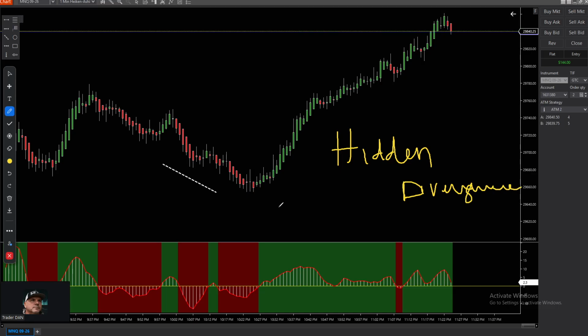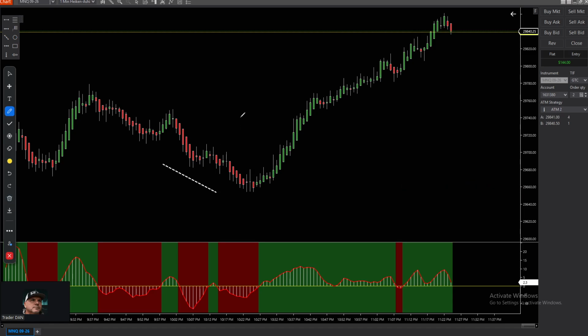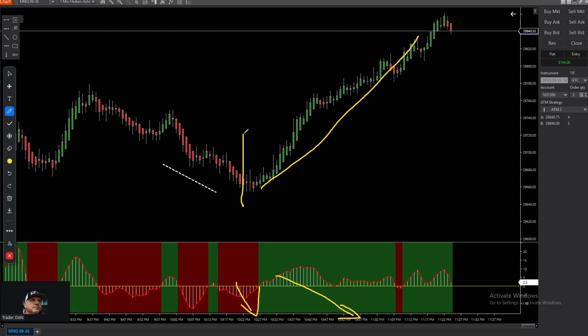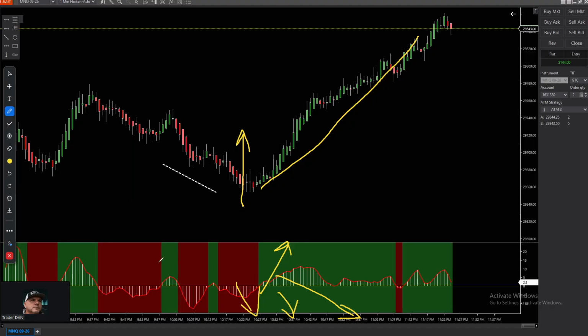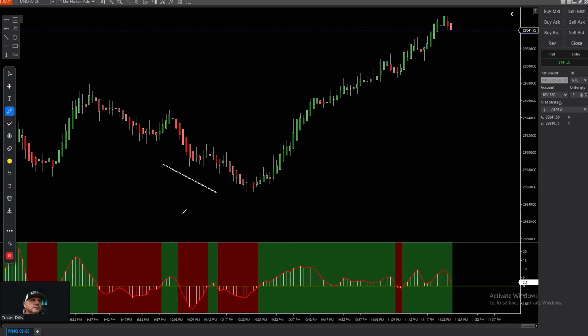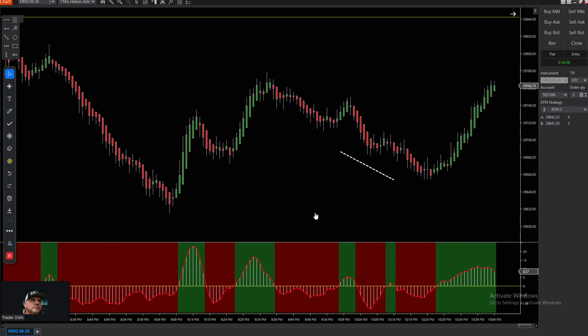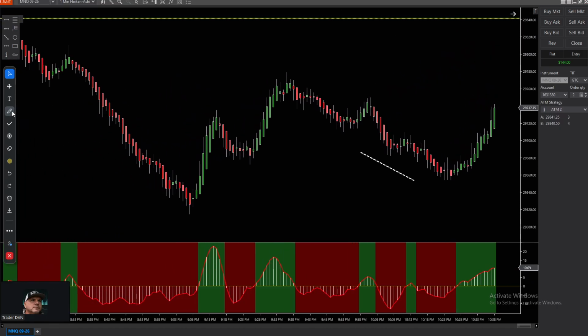Hidden divergence. And what is hidden divergence? It's when the market goes up and this is going down, or this is going down and the market's going up. It's the opposite of what you see here. Or it's also higher highs and higher lows. So let's look at this.